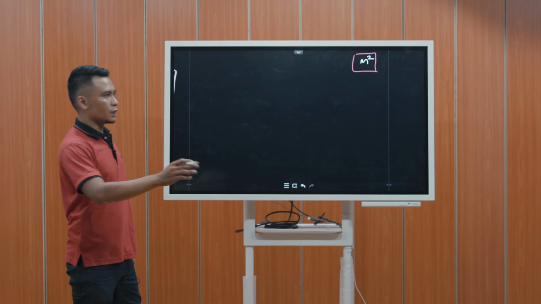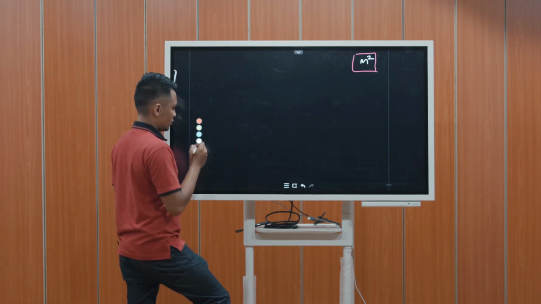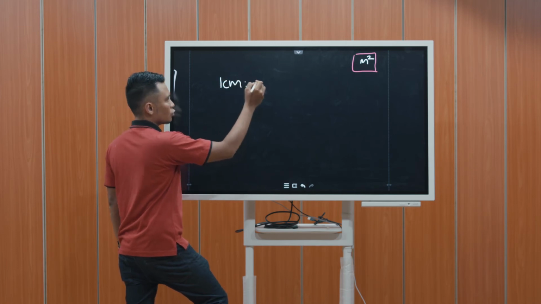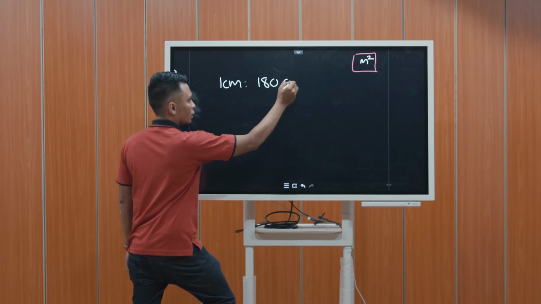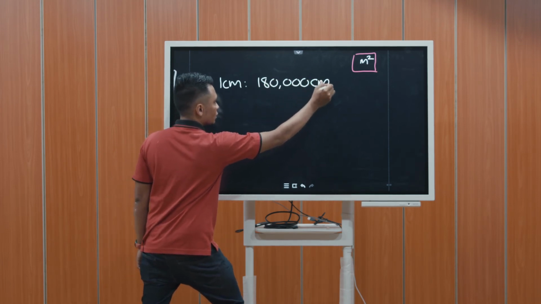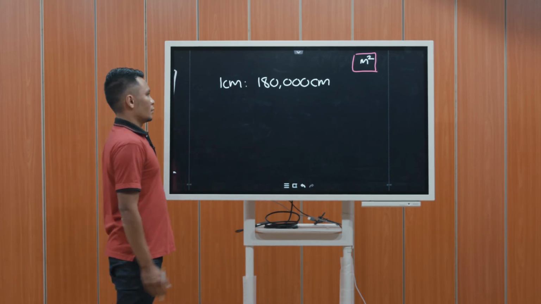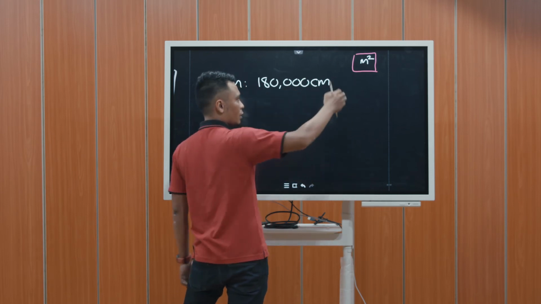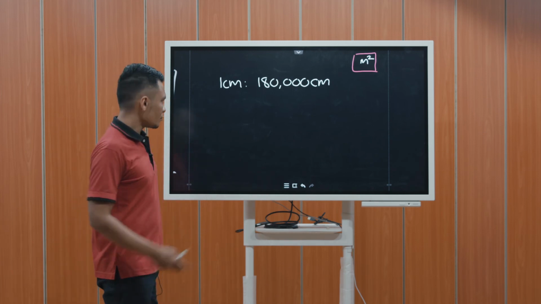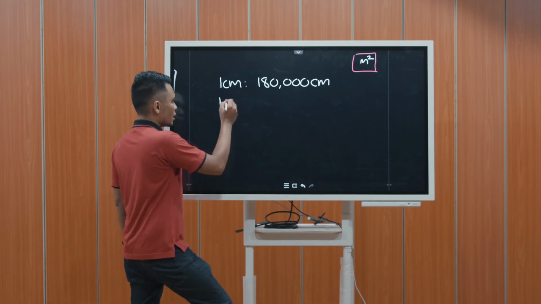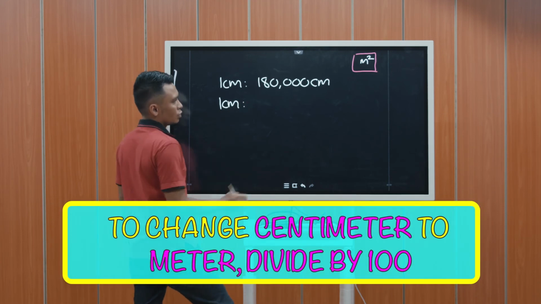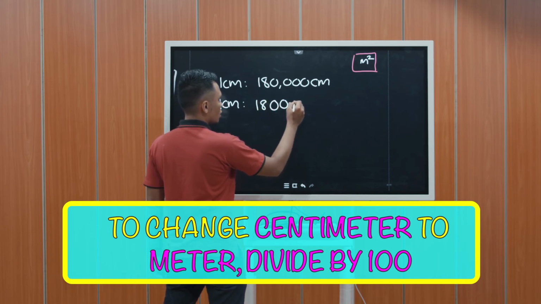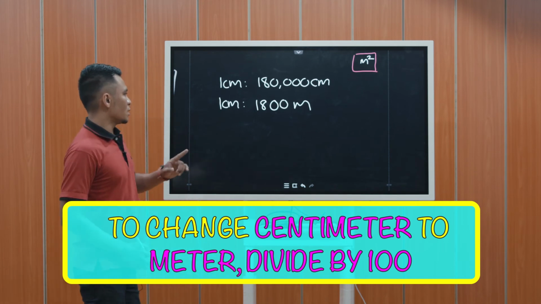So now, simple. Always look at the map scale. 1 centimeter is to 180,000 centimeter. Okay? Like always, convert it to the final unit that you want. So the question is asking you for meter square, right? So get it in meter. So 1 centimeter is to, divide by 100, I will get 1800 meter.